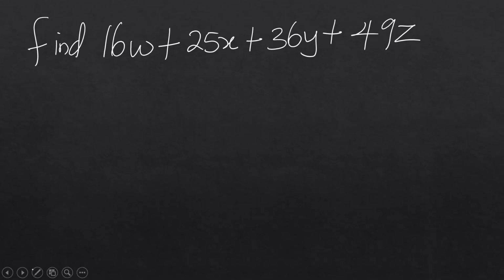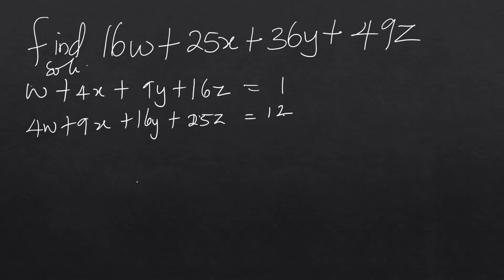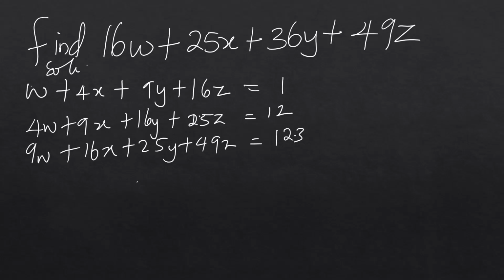All right. Let's start with the first one, which says w plus 4x plus 9y plus 16z, and this is equal to 1. Then the next is 4w plus 9x plus 16y plus 25z is equal to 12. And lastly, I have 9w plus 16x plus 25y plus 36z is equal to 123. Now, I don't know the last one, which is 16w plus 25x plus 36y plus 49z.